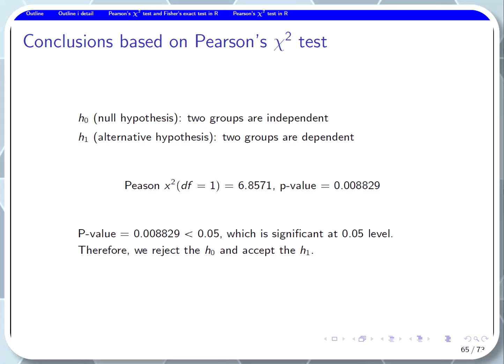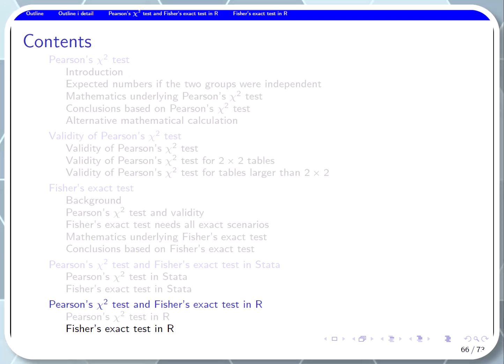Because the p-value is smaller than 0.05, it is significant at the 0.05 level. Therefore, we reject the null hypothesis and accept the alternative hypothesis. That's the end of Pearson's chi-square test in R. Now, Fisher's exact test in R.